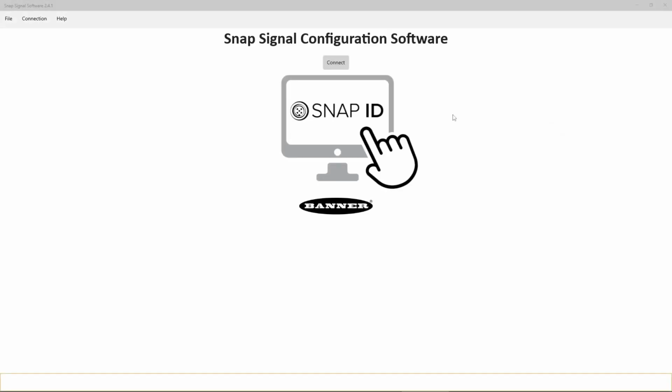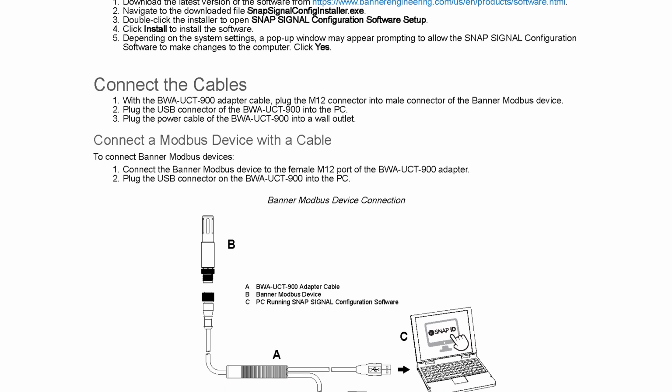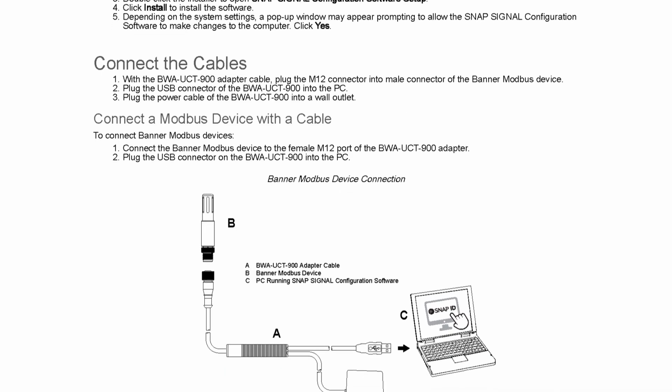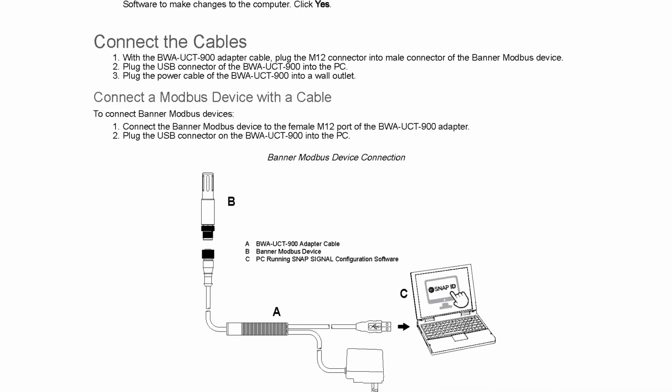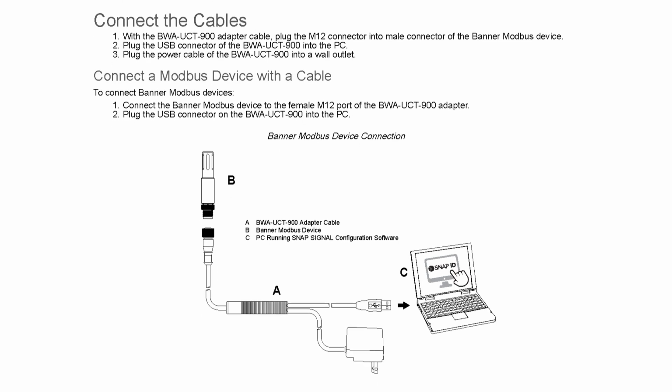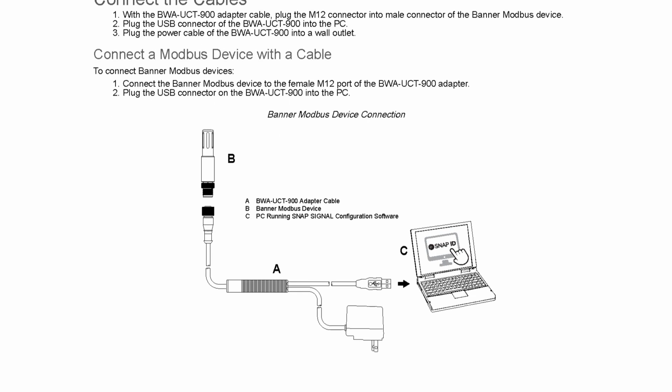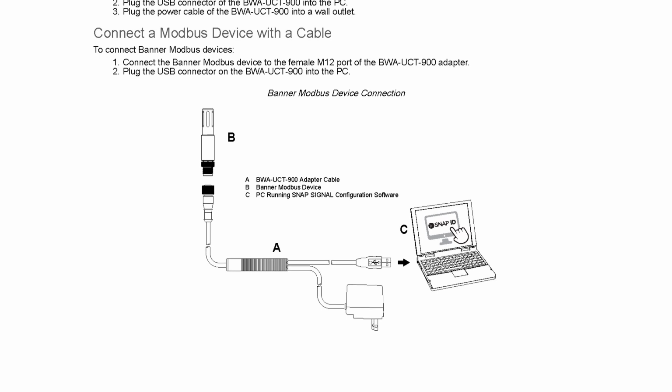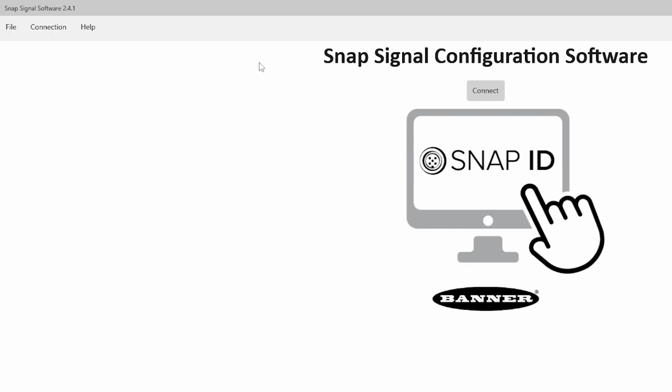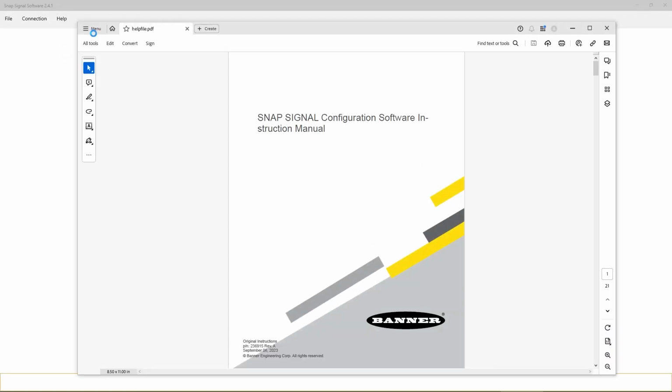Welcome to a short how-to video that will cover the basics of the Snap Signal configuration software from Banner Engineering. To begin, connect a compatible Modbus sensor or S15C converter to a Windows PC using the RS485 to USB adapter cable and by following the diagram in the manual. The manual can be found by navigating to the Help menu and clicking on Documentation.